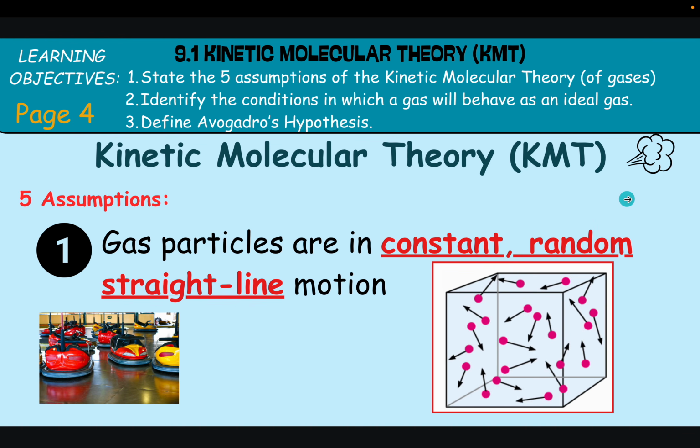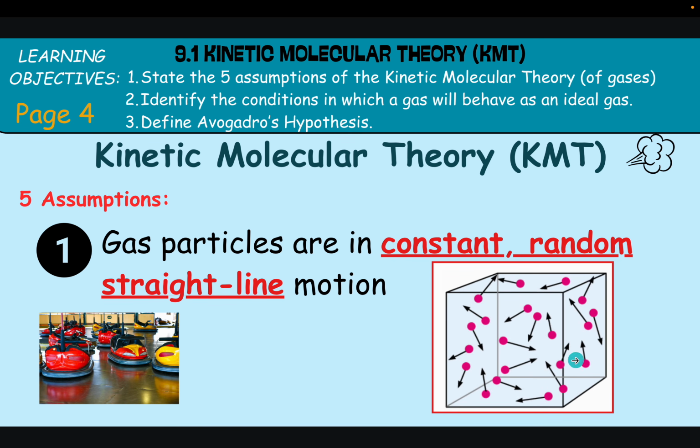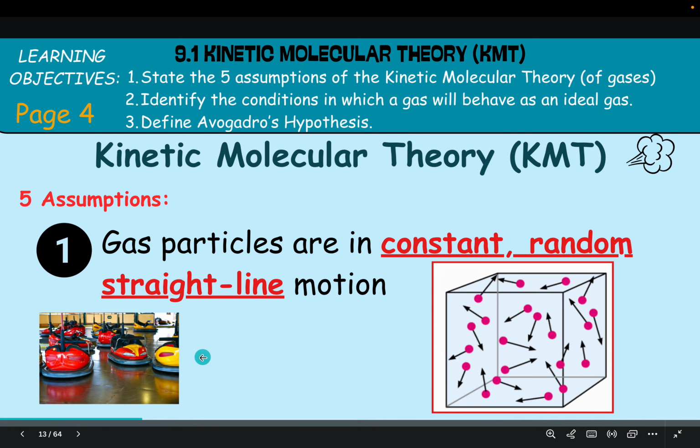So the first assumption is gas particles are in constant random straight line motion. So gas particles would look like in this diagram here. They're always going to be going in a straight line in a straight direction. They will not change direction unless they hit into something else. So you can think of them as being the perfect bumper cars.